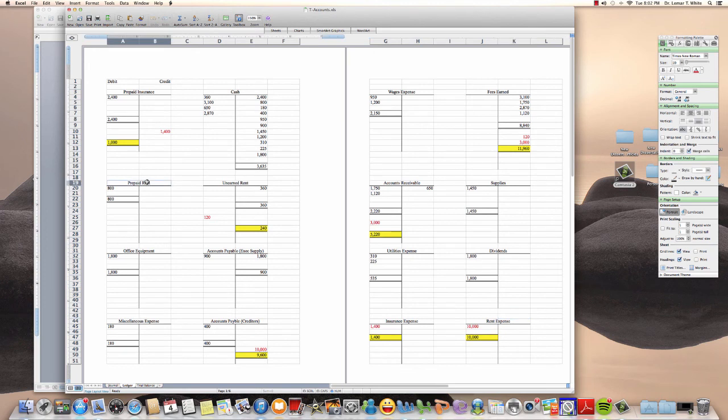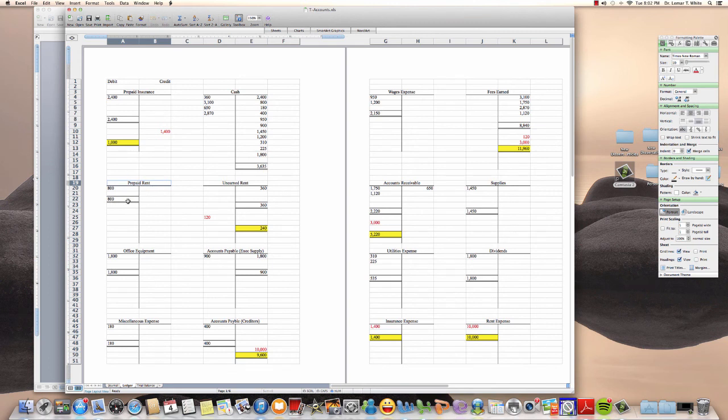Now my prepaid rent can also be adjusted. So just like prepaid insurance, I pay for a certain amount of rent up front, and as I use that benefit, I need to record the expense. So let's say that we actually used up some of this prepaid rent.